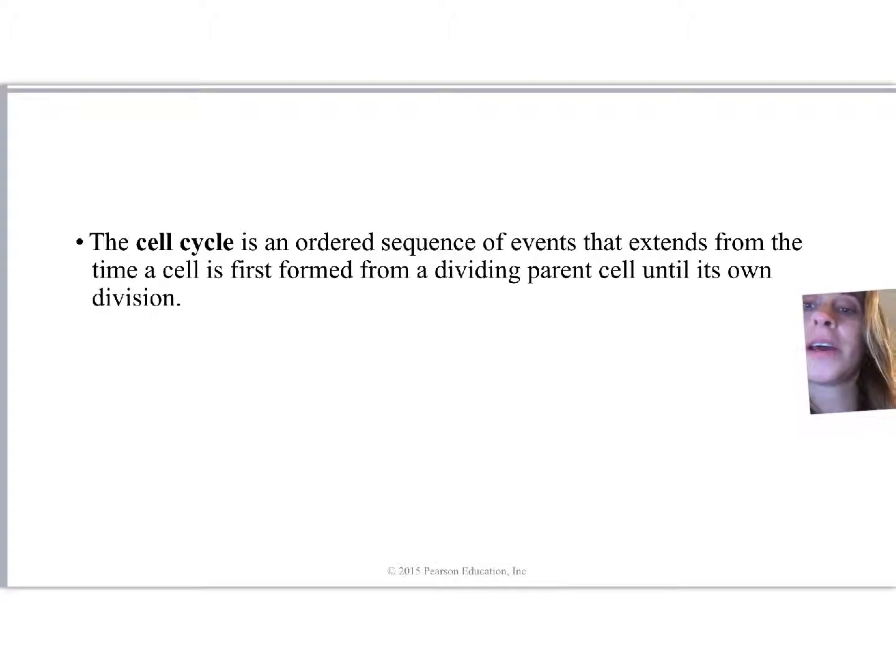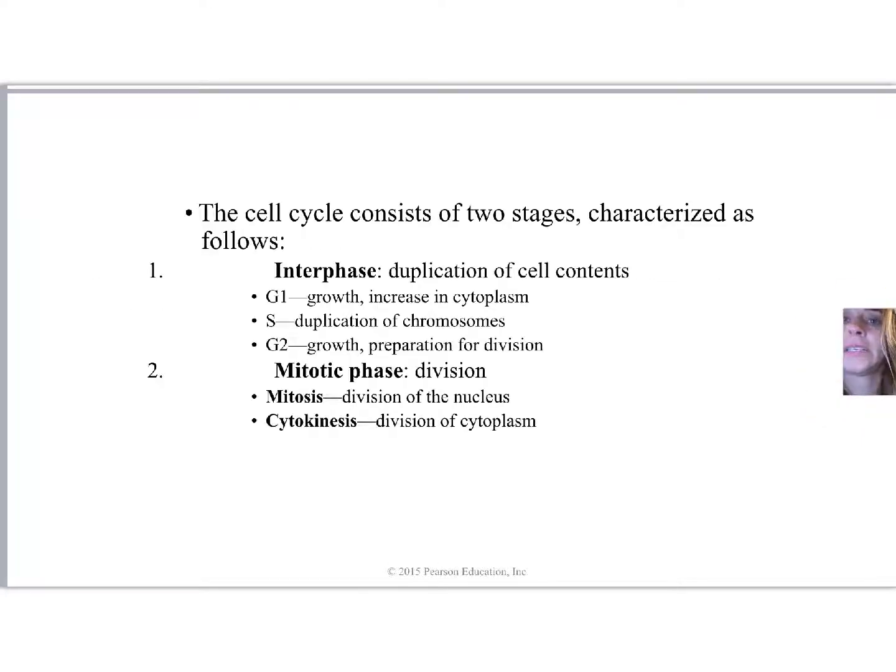To just kind of exist without dividing, just being a cell. So there's a sequence of steps or events that lead us through the cell cycle. And so let's talk about what some of those are.